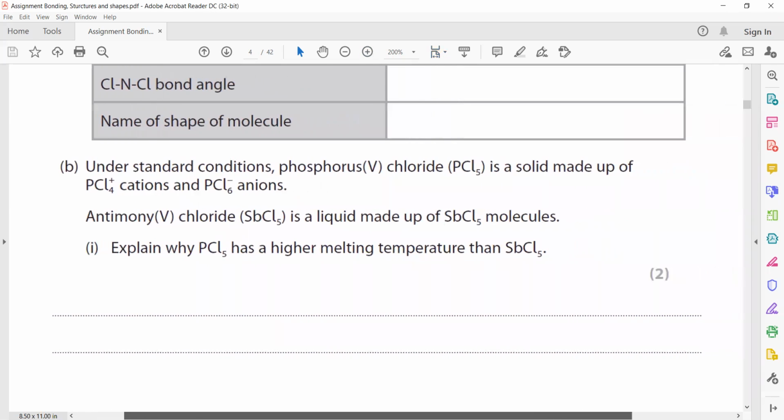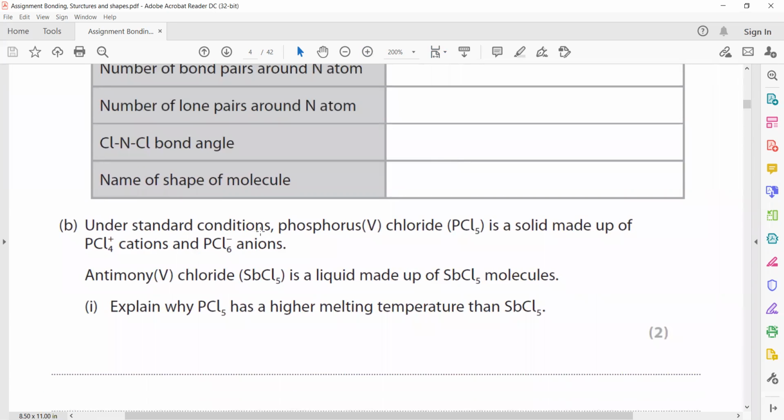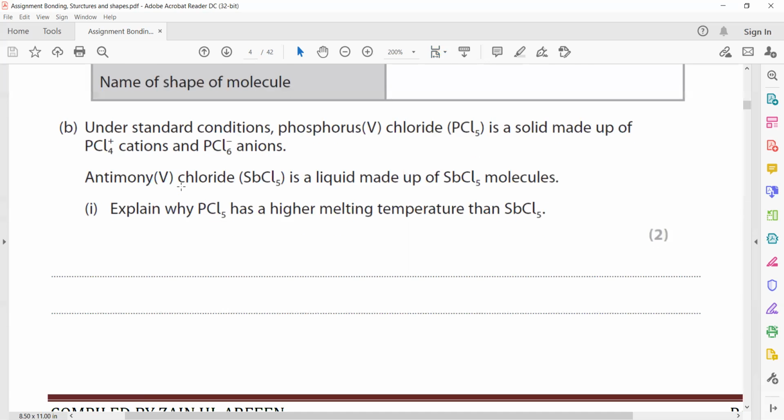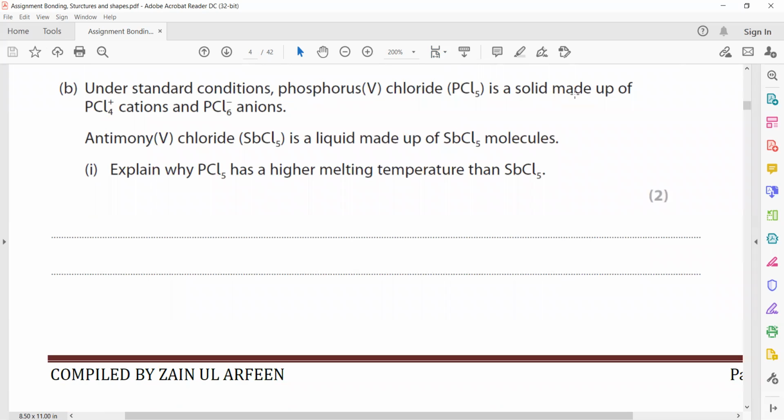In question, structure question part B. Under standard conditions, phosphorus pentachloride, PCl5, is a solid made up of PCl4+ ions and PCl6- ions. Antimony pentachloride is a liquid made up of SbCl5. Explain why PCl5 has a higher melting temperature than SbCl5. You can simply identify the type of forces. One is electrostatic force, which is stronger in PCl5. Ionic bonds are there, so strong electrostatic force is there. Whereas in SbCl5, a weak intermolecular force, or London dispersion force, will be there.